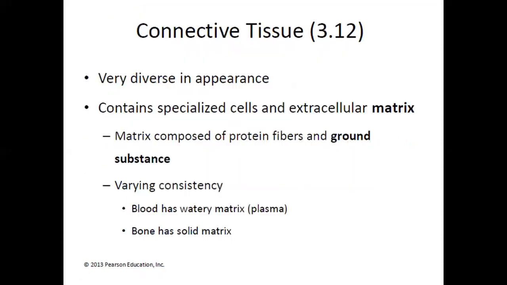Connective tissue is very diverse. There are a lot of different types of tissues that are considered connective tissue, but it contains specialized cells and extracellular matrix. The matrix is composed of mostly fibrous proteins and a fluid substance called ground substance. We'll talk about it in the next lecture, in the next set of slides. And that varies greatly in consistency. Some connective tissues are really fluid and some are really, really dense. Blood is considered a connective tissue. It's very fluid and watery, but bone is also considered a connective tissue, which is really dense and thick.